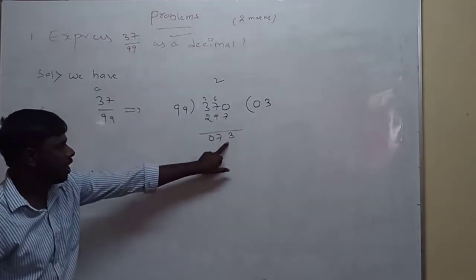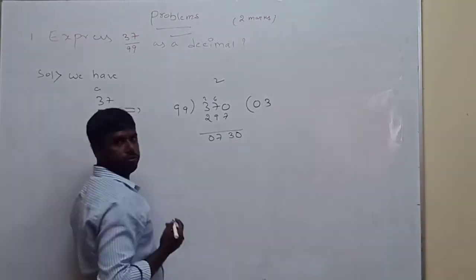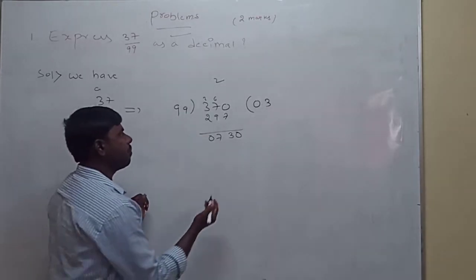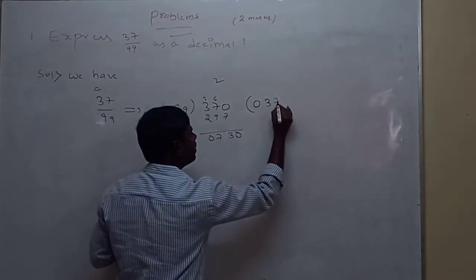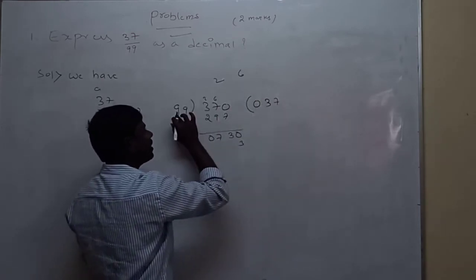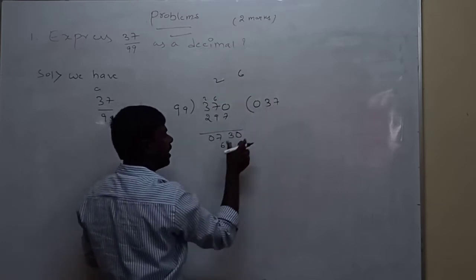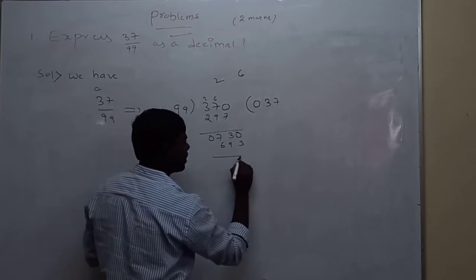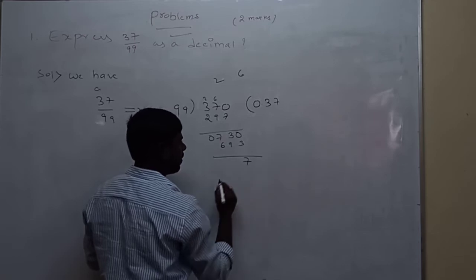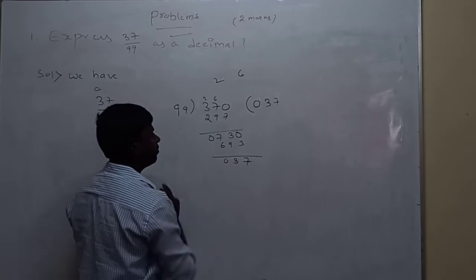Now the smaller value is not divisible by the larger value, so directly we can take 0. Which number multiplied with 99 gives the nearest number? 7 is a possibility, so you can write 7 here. 7 nines are 63, 63 plus 6 is 69. The 99 into 7 value is 693. Subtracting: 0 is not subtracting 3, so take 10. 10 minus 3 is 7, 12 minus 9 is 3, and 0.